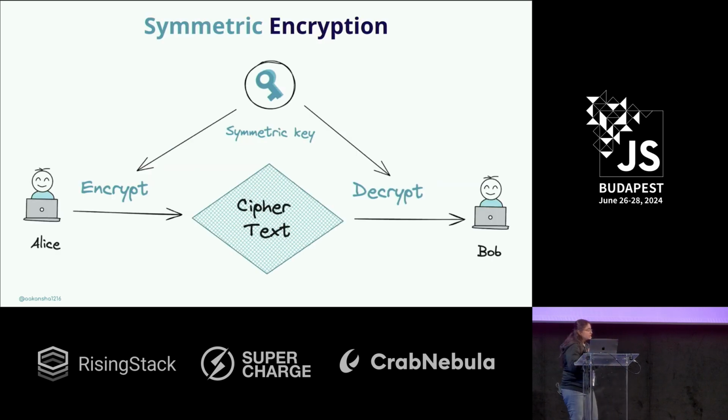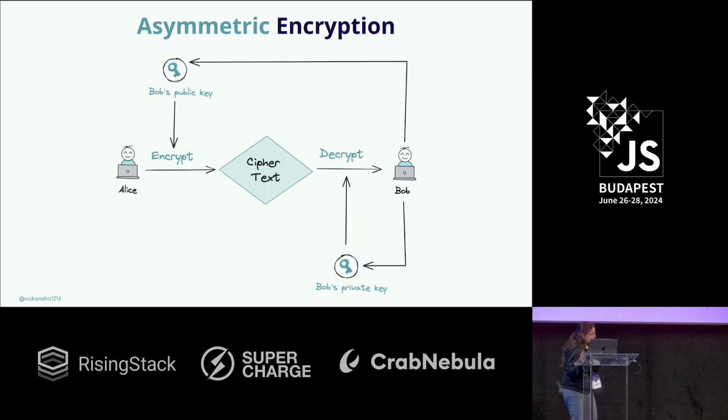There are basically two types of encryption. First is symmetric encryption, where Alice and Bob are exchanging messages, and they use the same secret key to encrypt and decrypt the messages. And the second one is asymmetric encryption, where Alice is using Bob's public key to encrypt the data, whereas Bob is using his own private key to decrypt the data.